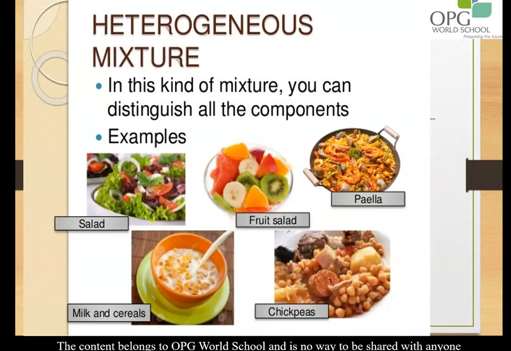In a heterogeneous mixture, we can see and distinguish all the components of a mixture. Like in a salad or a fruit salad, chickpea salad or milk and cereals. So we can clearly see the different parts of a mixture. The different parts of a mixture are called the components of a mixture. So we can easily see and distinguish the components in a heterogeneous mixture, but not in a homogeneous mixture.